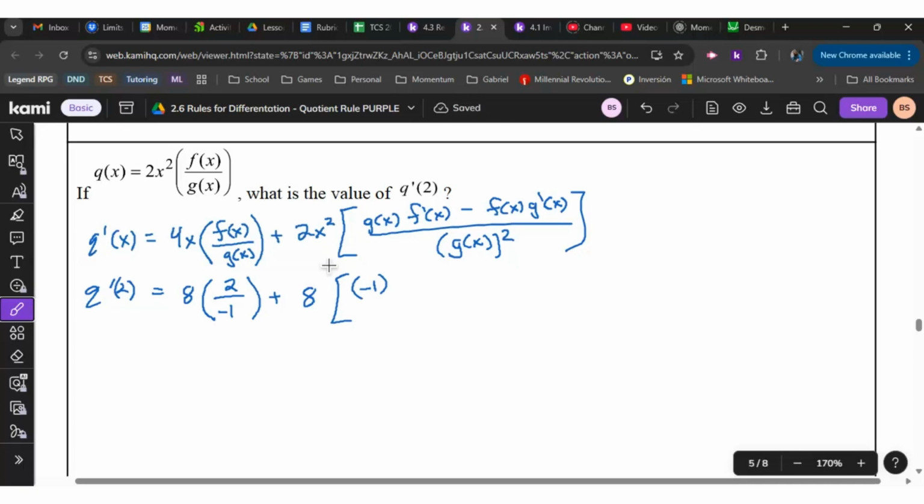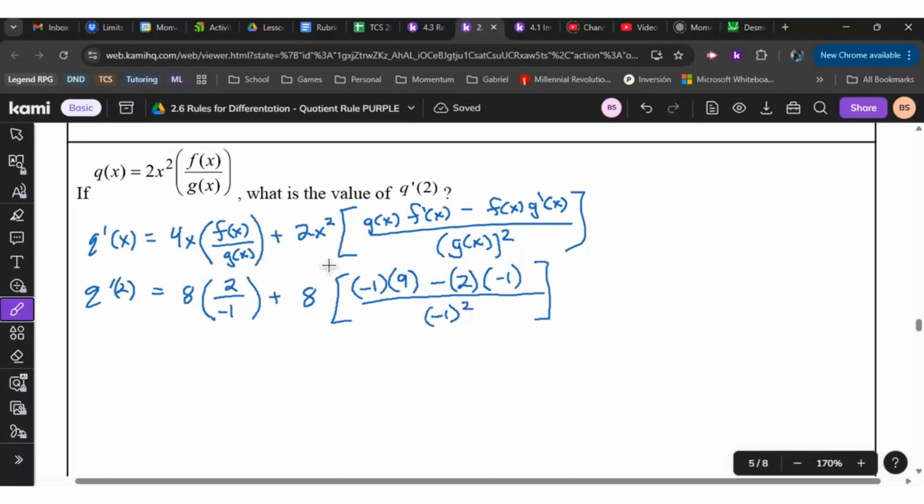F prime of 2, that's a new one. Let's look it up. What's F prime of 2? F of 2, we already found was 2. What's G prime of 2? That one's new. -1. All over G of 2, which was -1 as well.